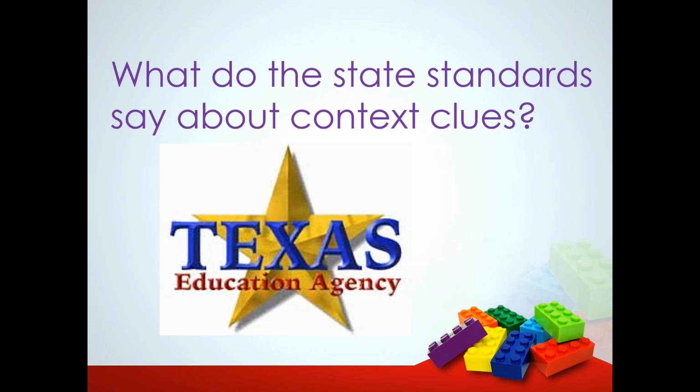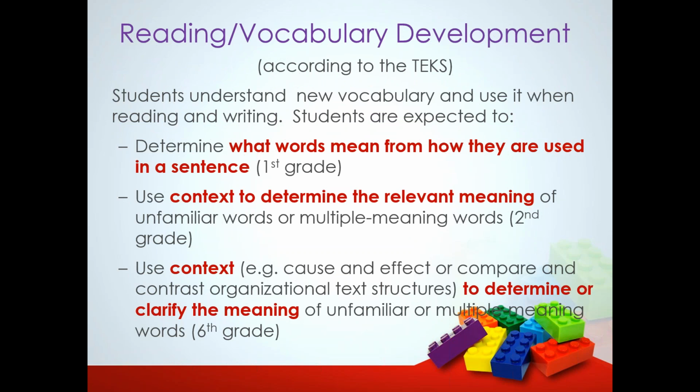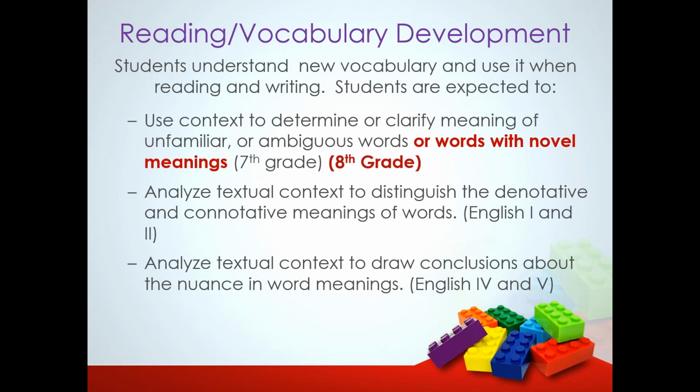So now let's look at what do the state standards say about context clues. Folks, as early as first grade, kids are expected to determine what words mean from how they're used in a sentence. That's context, okay? In second grade, we start using the terminology context to determine the relevant meaning of unfamiliar words. And then that continues right on up to sixth grade to use context, okay? In seventh and eighth grade, use context to determine or clarify meaning of unfamiliar or ambiguous words.